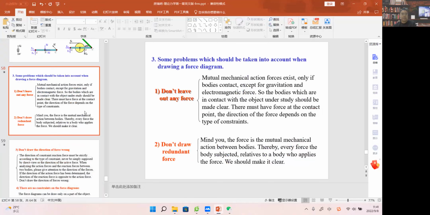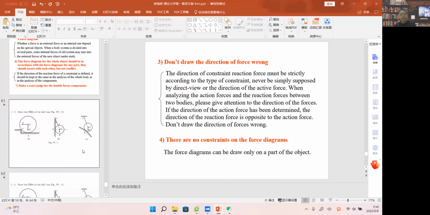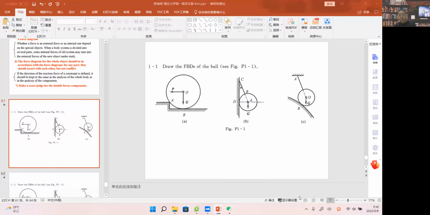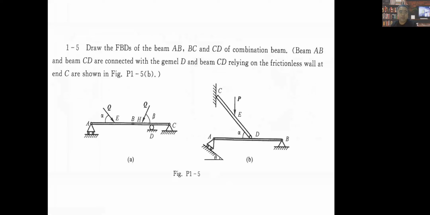There are also some problems we should pay attention to. So I decided not to mention it in our class, so you can read it by yourself, right? And the final page is our homework today. So this one and this one and this one. Please finish these three problems.